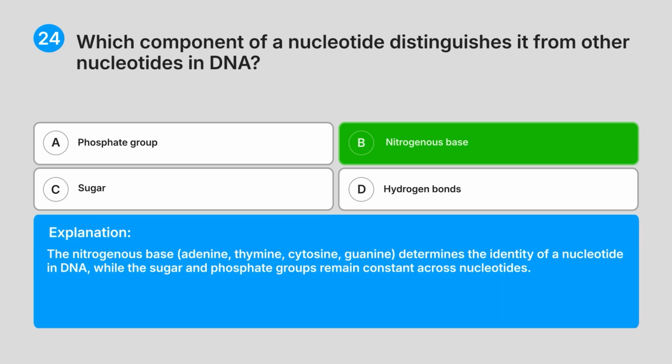Explanation: the nitrogenous base, adenine, thymine, cytosine, guanine, determines the identity of a nucleotide in DNA, while the sugar and phosphate groups remain constant across nucleotides.